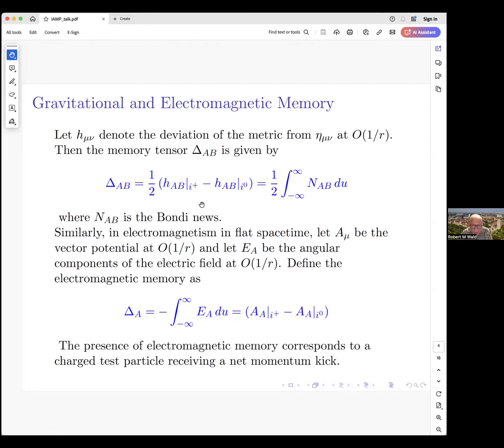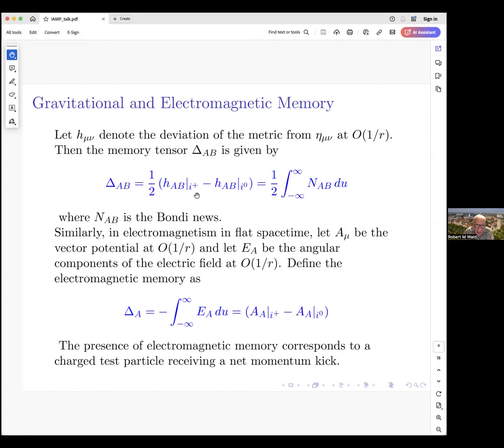Now, as I said, this is nothing special to gravitation, and the analog in electromagnetism would be to look at the vector potential as a function of retarded time at order 1 over r, and let E be the angular components of the electric field at order 1 over r.